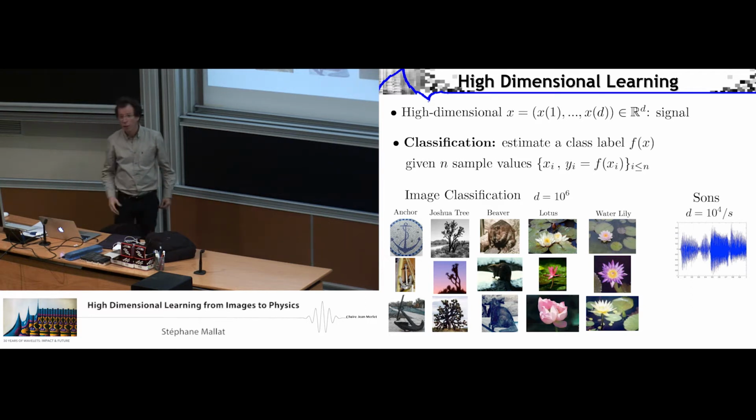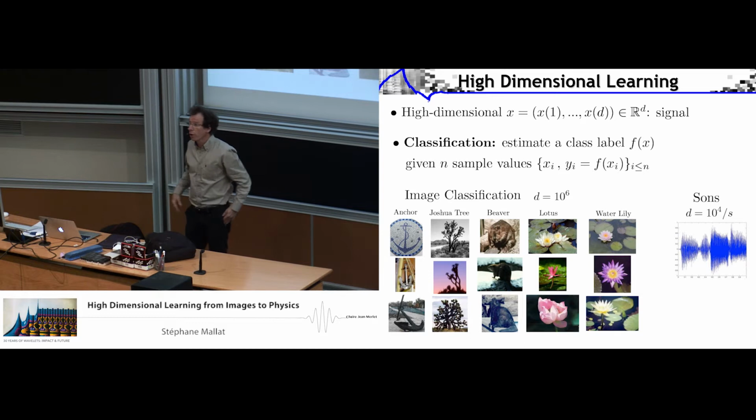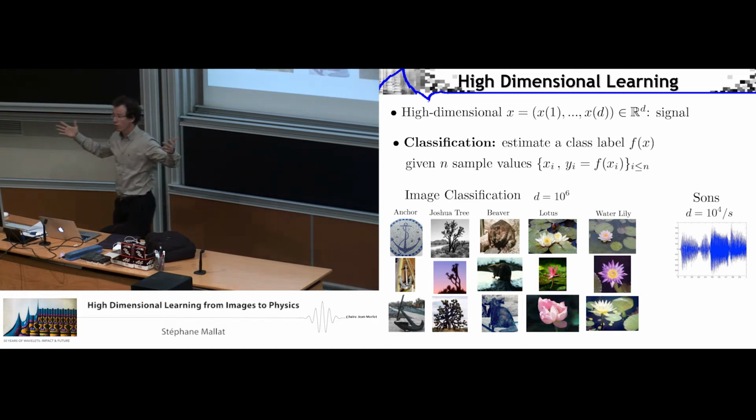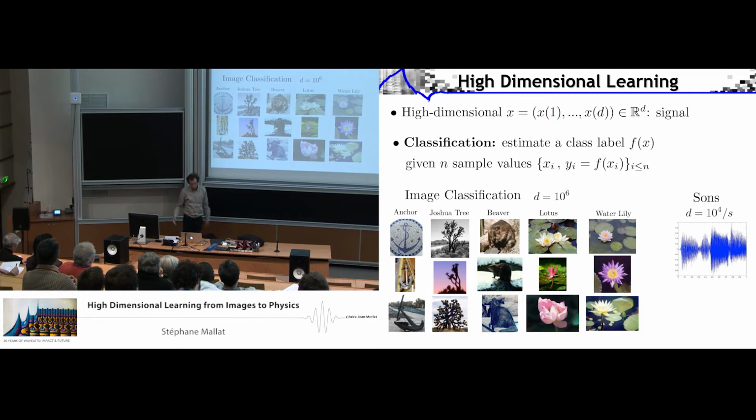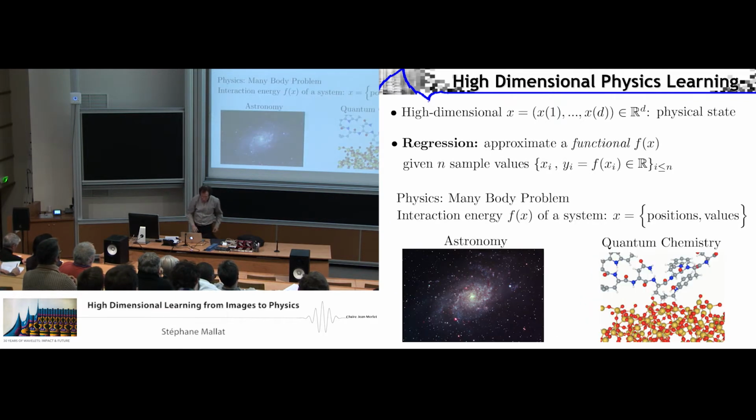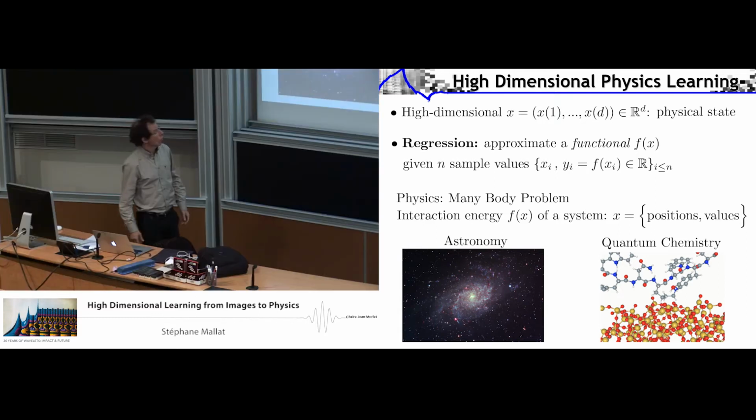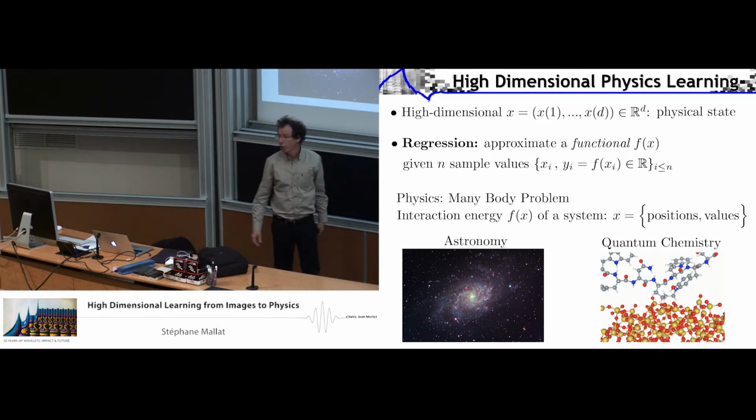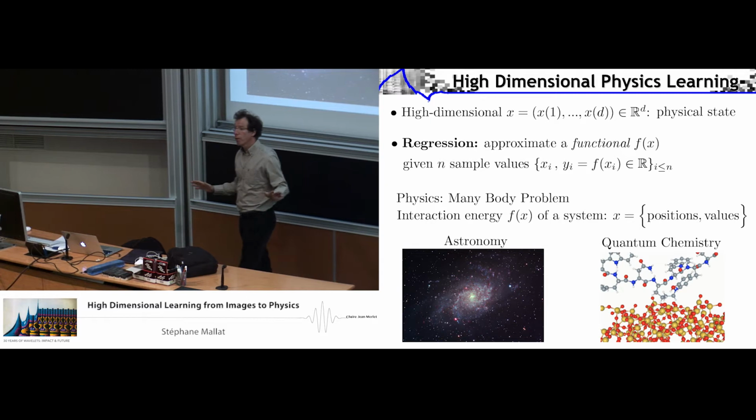Another example of x are audio sounds. Here, the vector is typically about 10,000 samples per second. So again, we are in very high dimension. The other example that I'll be looking at is physics. Still, you have a very high dimensional vector that is going to describe the state of your physical system. And again, you will want to learn a functional. Typically, the kind of functional we'll want to learn here will be the energy associated to the state. So if you think of many body problems, for example, in astronomy, you'd like to learn the energy associated to gravity without knowing anything about physics to begin with.